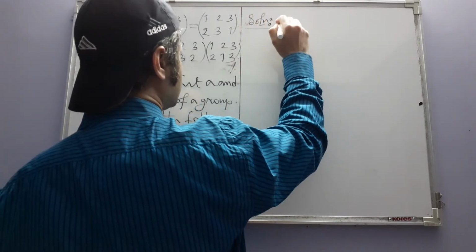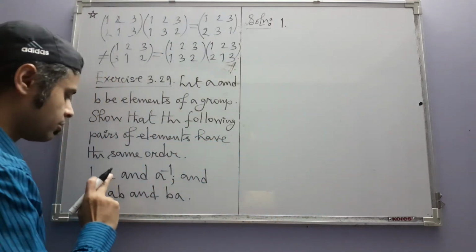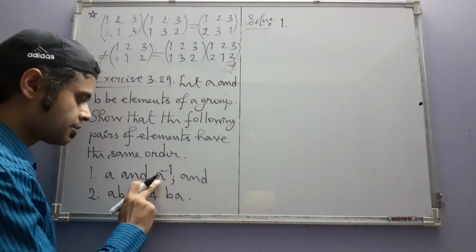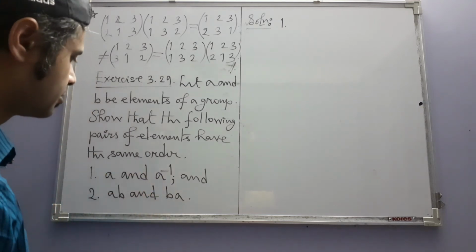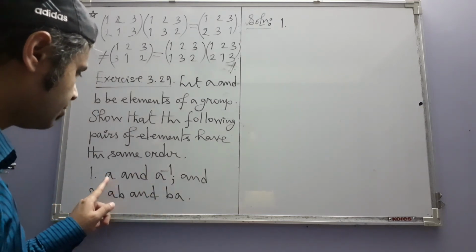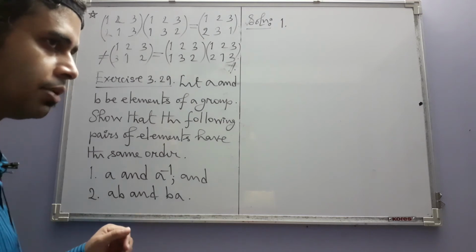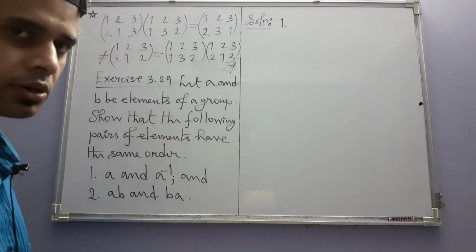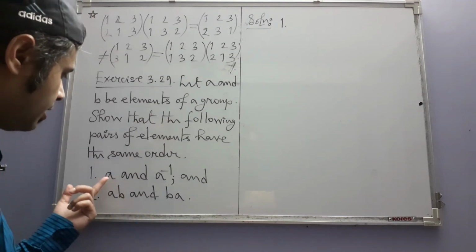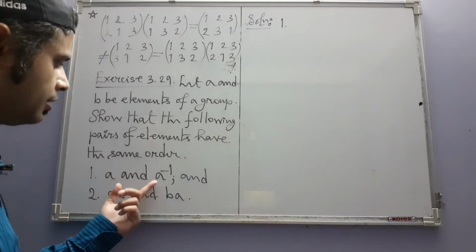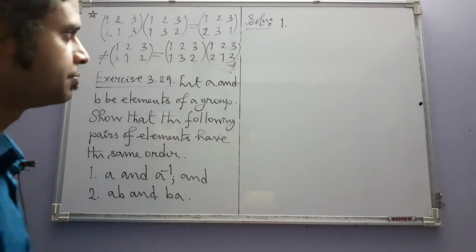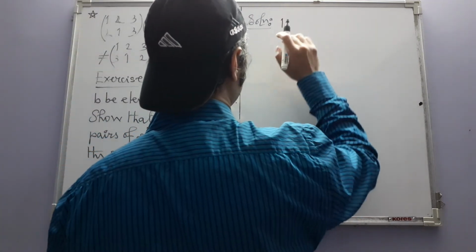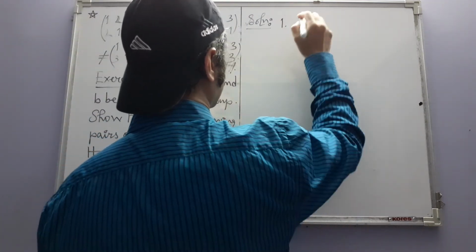In the first one, we have to prove that the order of A is the same as the order of A inverse. What that really means is this: if A is of infinite order, then A inverse also should have infinite order. And if A has finite order, then A inverse also has finite order and the same order as A. Okay, so let us first consider the infinite order case.